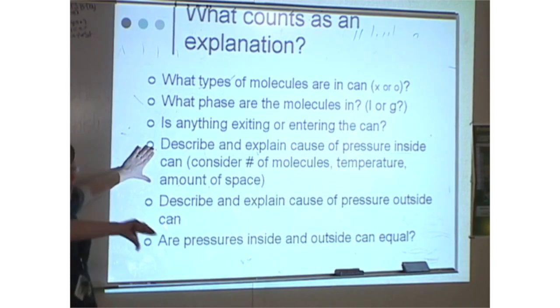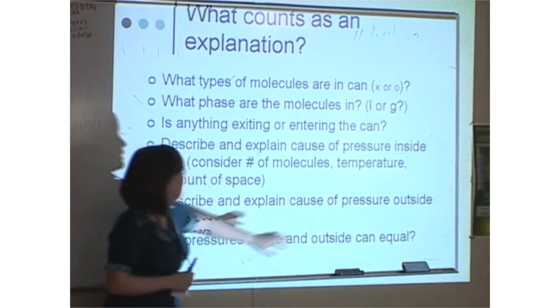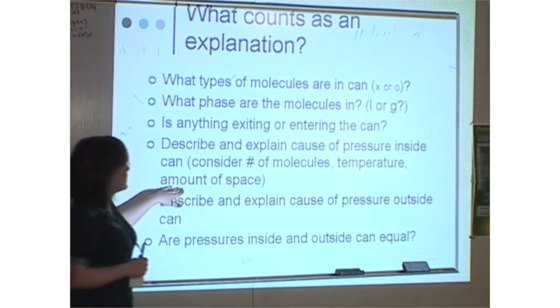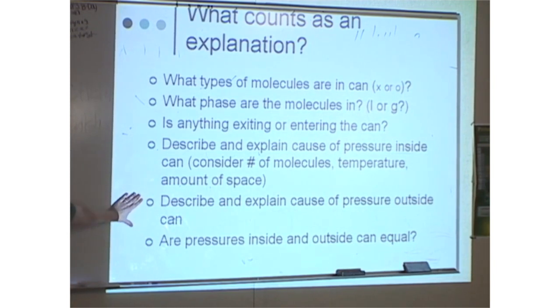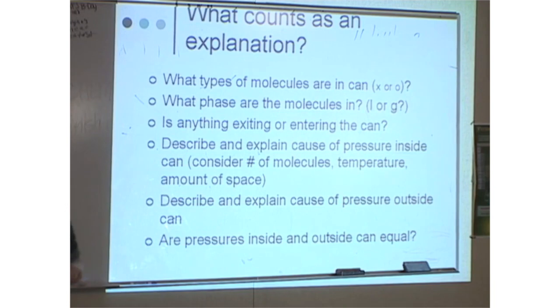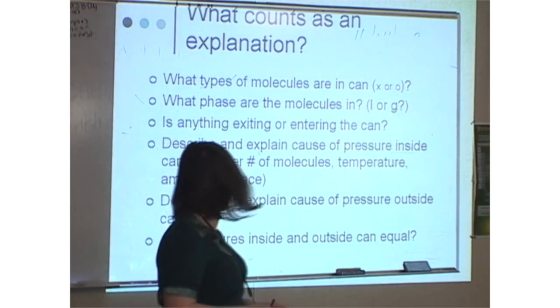As you try to explain what happens when you flip the can over, I want you to think about those things we talked about this morning. Is the number of molecules changing? Is the temperature changing? Is the amount of space changing? I want you to describe and explain the cause of pressure outside the can, which we talked about, the air outside the can. And are the pressures inside and outside the can equal?